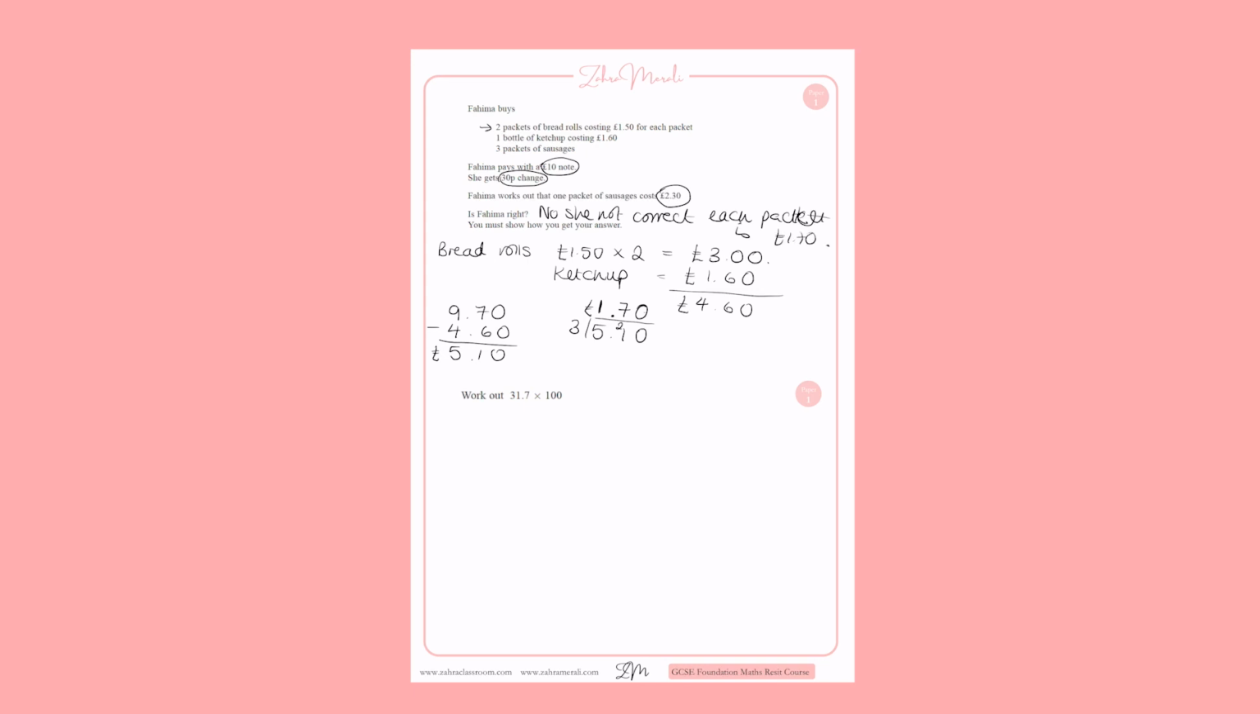Right, the next question. You've got 31.7 times 100. Now remember, when you times by 10 or 100 or 1,000 or any factor with a 0 there, the number of zeros tells you how many zeros you're adding or how many places you're jumping the decimal place. So we're jumping the decimal place 1 and then 1 more. So we get 3170.